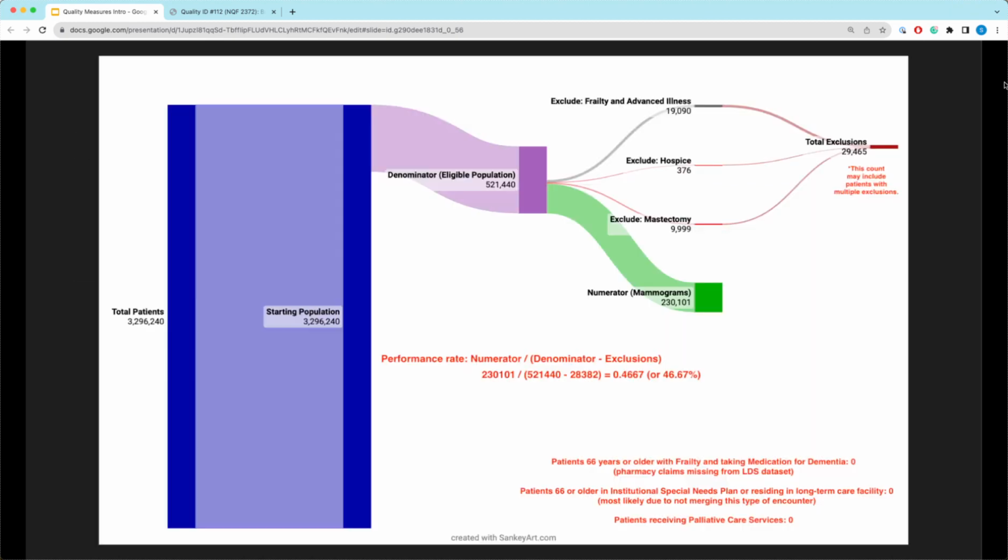So this is kind of an overview of what we're going to be walking through today. And we'll look at each one of these sections in more detail.